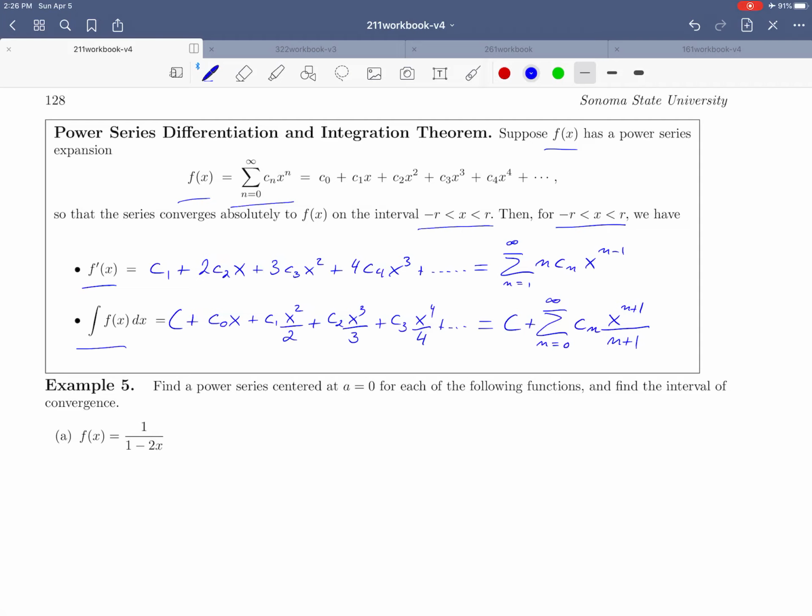So whenever you have equality, a function is equal to a power series on an interval of convergence, then you can take the derivative and you can also integrate your function.